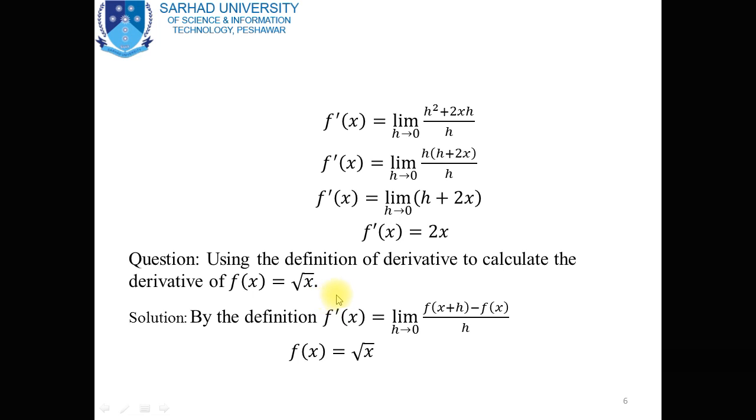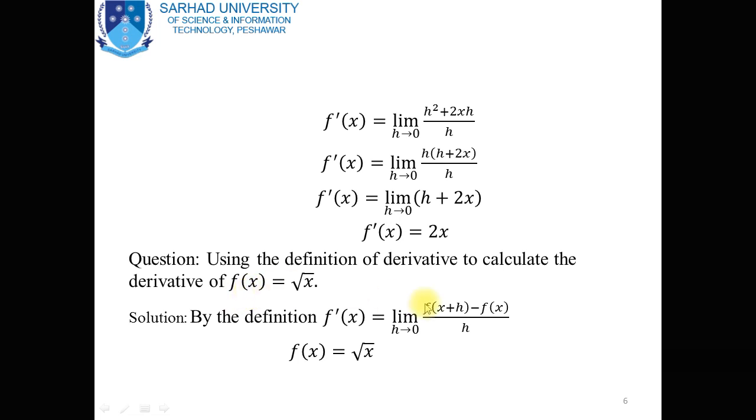So dear student, first of all, put the formula of the derivative by definition. F prime at x, meaning the derivative of the function with respect to x, is equal to the limit h tends to 0 of f of x plus h minus f of x, divided by h. So you just put these two terms in this formula, put the value of f of x which is given, and first of all obtain the value of f of x from the given function.